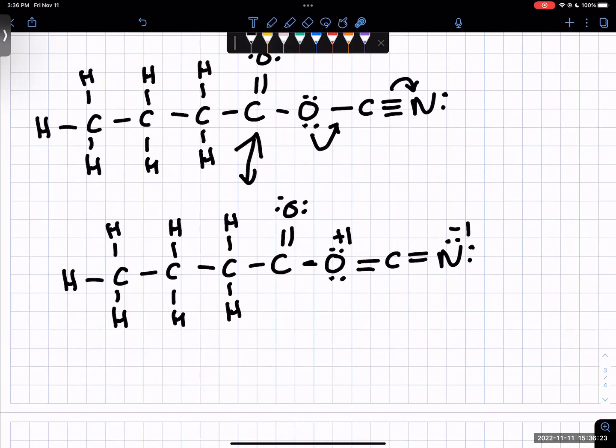So if anyone ever says, oh, this is not a valid resonance structure because it has a +1 on the oxygen, say, you're wrong. It is a valid resonance structure. It's just not a major contributor to the overall resonance structure.